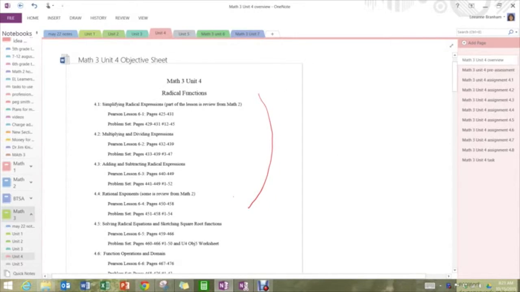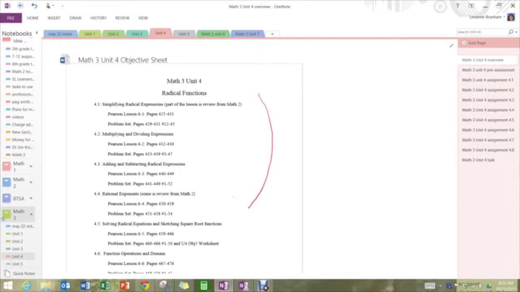And so as you look at this overview sheet, you'll see this first part about the first 4 sections is all about using radical expressions, breaking down roots, multiplying and dividing, and rationalizing the denominator with roots, including cube roots, adding and subtracting radical expressions, and expressing a radical expression with rational exponents.